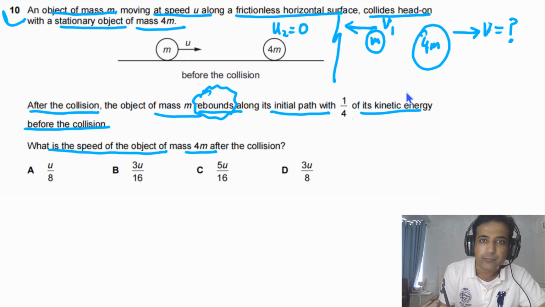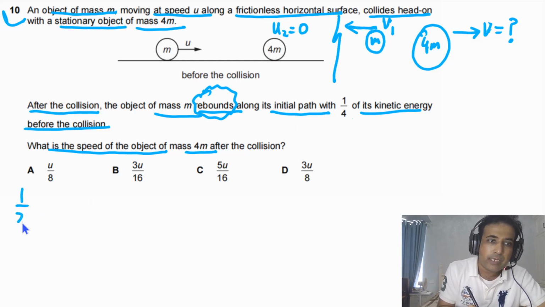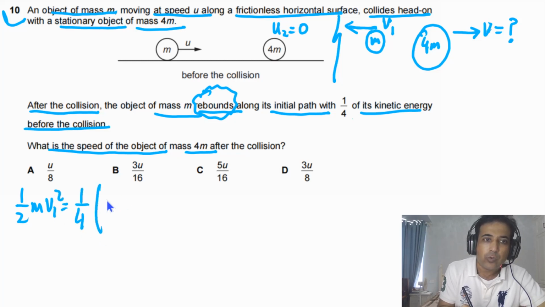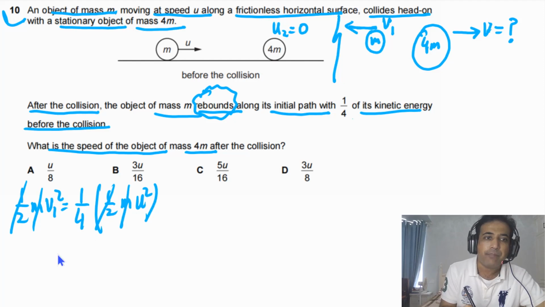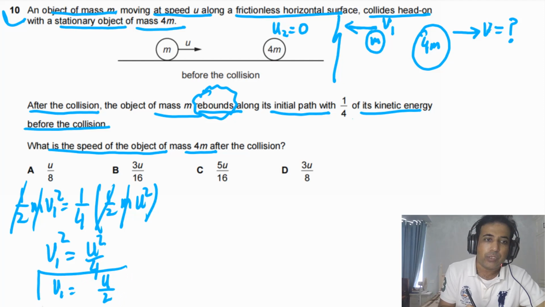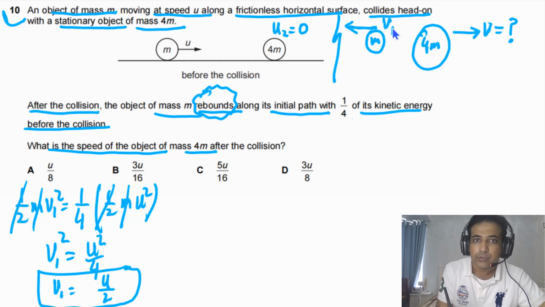It is given to us the final kinetic energy, 1/2 m v1 squared, is equal to 1/4 of initial kinetic energy, 1/2 m u squared. So we can cancel 1/2 with 1/2, we can cancel m with m, so we are left with v1 squared equal to u squared divided by 4, or we can say v1 will be equal to u divided by 2. So this is the speed of the object after collision. So v1 is equal to u by 2. So we can update here. So this is u by 2.